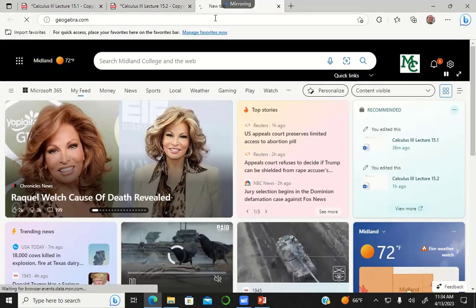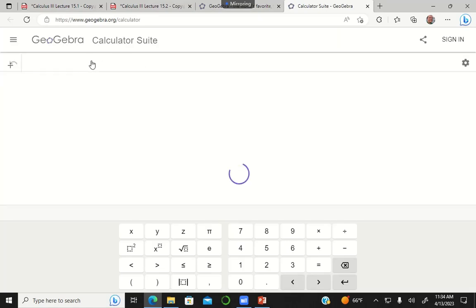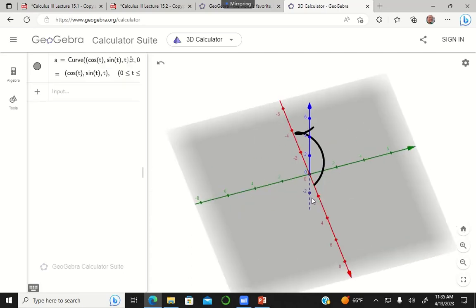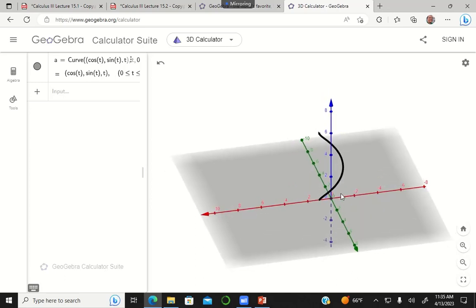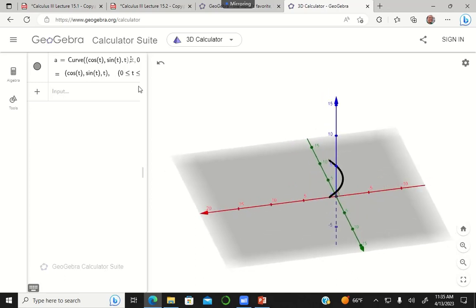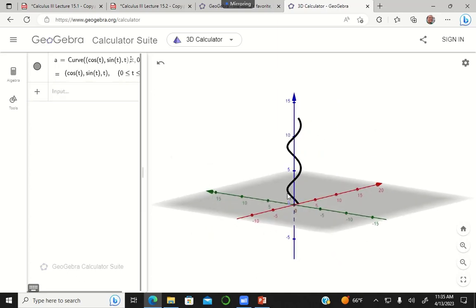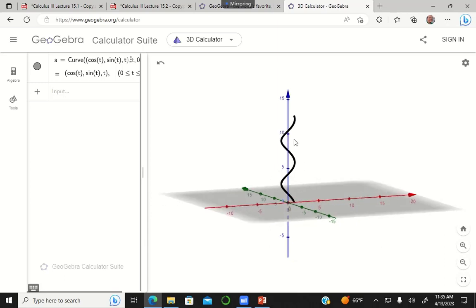I know it's maybe been a few weeks since we saw this, but in GeoGebra I can graph the curve cosine t, comma sine t, comma t. If I let t go from 0 to 4 pi, then it's going to be a little helix shape, a little spiral, like that. So imagine this is my wire, and the density is increasing as we go up in the blue direction, and that's what we just calculated the mass of.